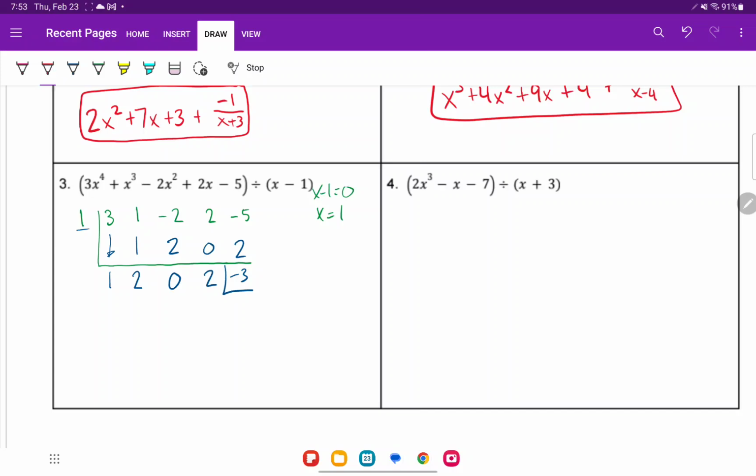Again, our quotient is 1 degree less. So right here we have 3x to the 4th. So therefore, this 1 right here is going to be 1x to the 3rd. Then we start descending our powers, plus 2x squared. There is no x here, so I'm not going to put a 0x. My constant is 2 plus my remainder over my divisor.